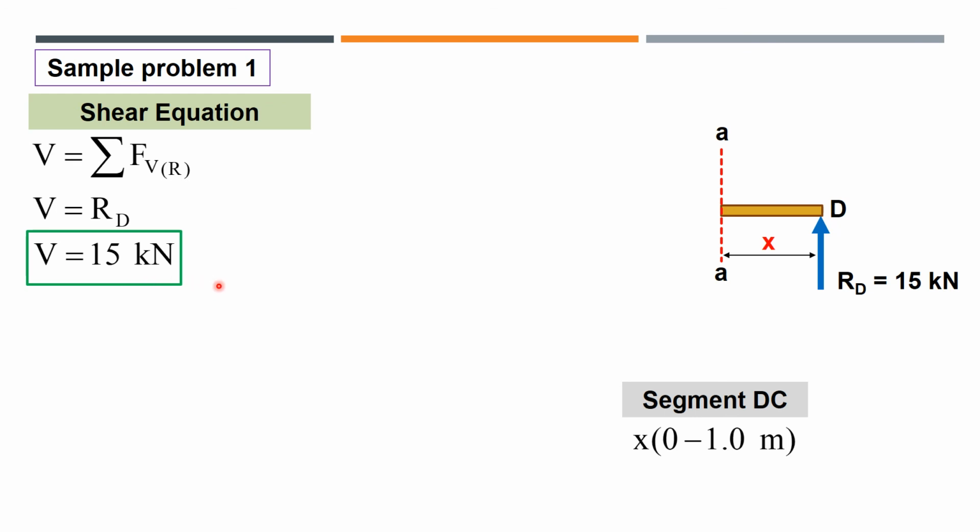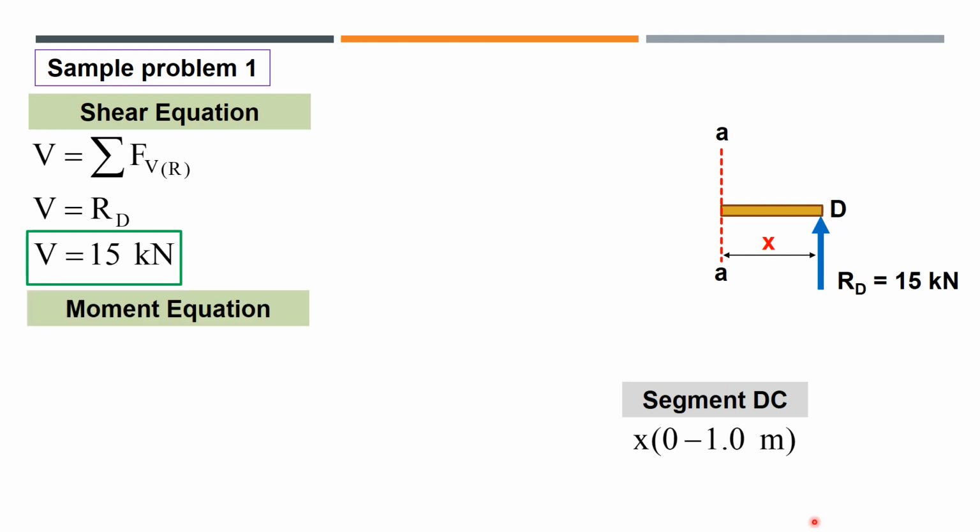So if you compare this with the shear equation for CD using the left side, ang shear equation ay V equals negative 15 kilonewtons. So parehas din ng makukuha natin but in opposite direction. So for segment CD, dahil sa right side tayo nagsimula, dito ka magsimula sa D, papunta sa C. So from D to C, that will be from 0 to 1 meter naman.